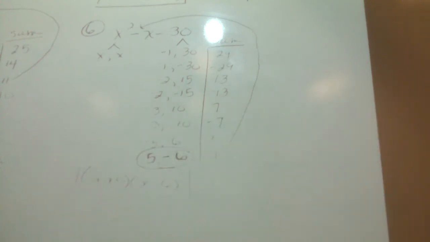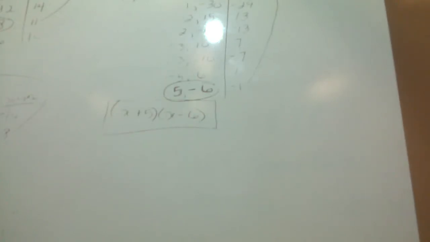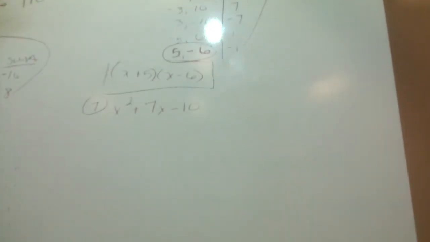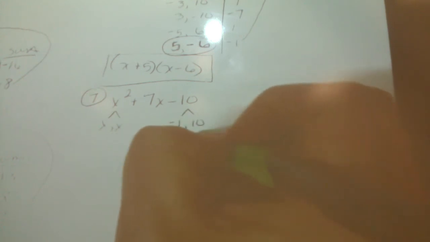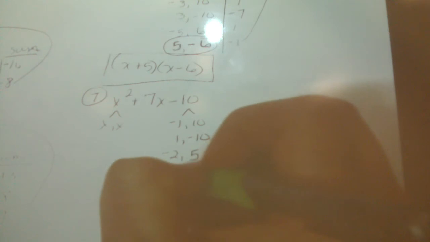I've got x plus 5 and x minus 6. Let's make sure you can see that. There we go. Okay, last one, number 7. I've got x squared plus 7x minus 10. So this is x and x. I've got negative 1, 10, 1, negative 10. I've got negative 2, 5, 2, negative 5.